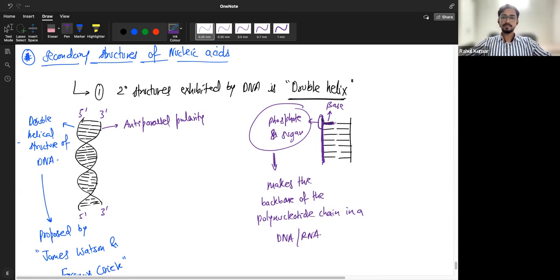The nitrogenous bases project towards the inside. And you can also say that it is perpendicular, right? Can you see it is perpendicular to the backbone? Perpendicular means 90 degrees. So bases are perpendicular to the backbone. Project inside.